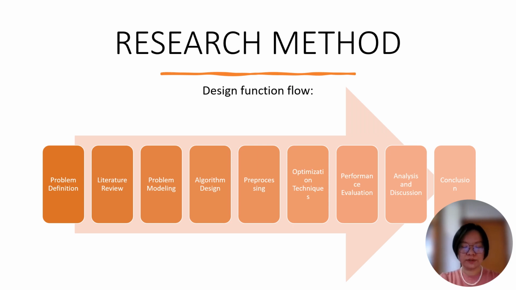4. Algorithm design. Propose a novel quantum circuit enhancement algorithm based on the insight gained from literature review and problem modeling. 5. Pre-processing. Implement pre-processing techniques to analyze and manipulate the input quantum circuit before the optimization phase. 6. Optimization technique. Select and apply appropriate optimization techniques tailored to the specified objectives and constraints of the quantum circuit problem.